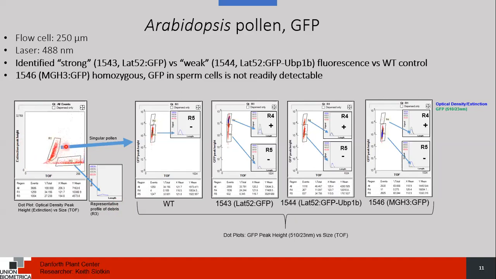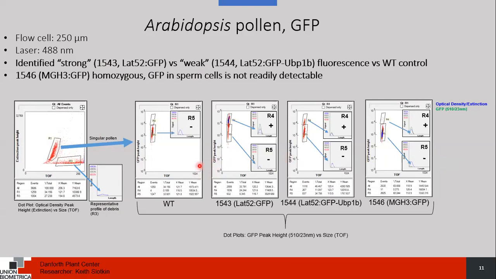Now, once we've established a gate region for pollen for wild type, it's likely that we can use that same gate region for these other lines, as long as these lines haven't affected the size of the pollen. And in this case, that was true. The pollen all remained about the same size, so the same R1 could be used for sorting out the pollen for all of these experiments.